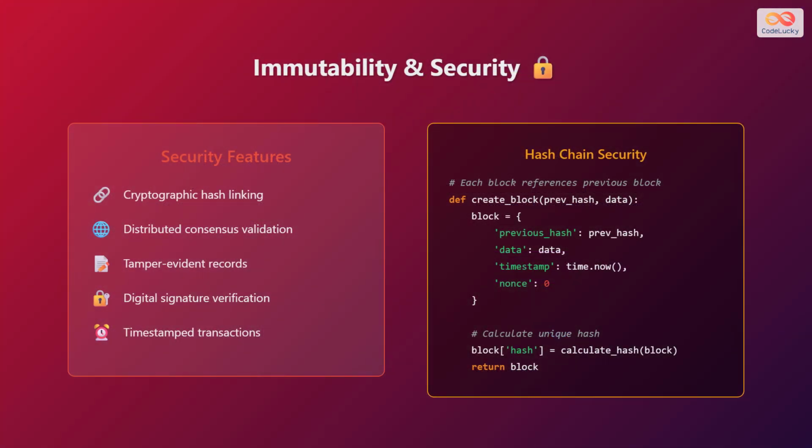Let's discuss immutability and security of blockchain. The security features include cryptographic hash linking, distributed consensus validation, tamper-evident records, digital signature verification, and timestamp transactions. Because each block references the previous block, each block contains previous hash, data, timestamp, and a nonce. A unique hash is calculated.